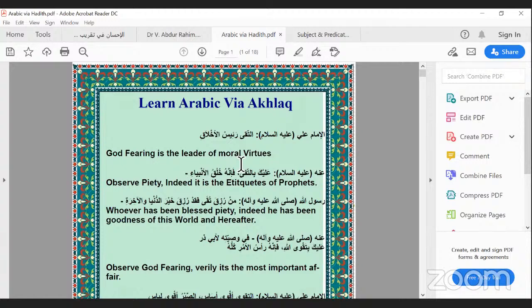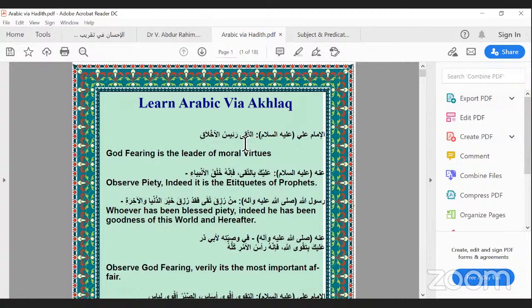So I'm going to first read the ahadith of the Imams alayhimus salam, and then I'll go to the next slide. Imam Ali alayhi salam has mentioned: at-tuqa ra'isul akhlaq. Here the word at-tuqa means piety, ra'is means leader or chief, and akhlaq means virtues.